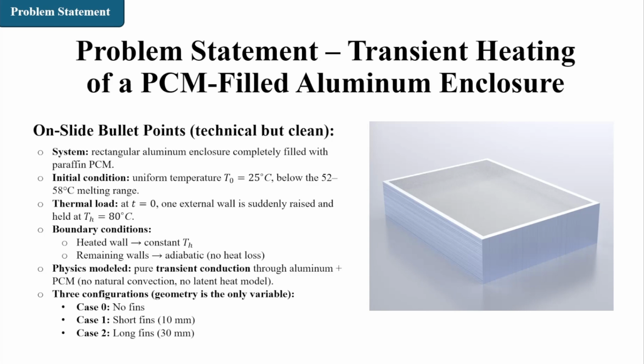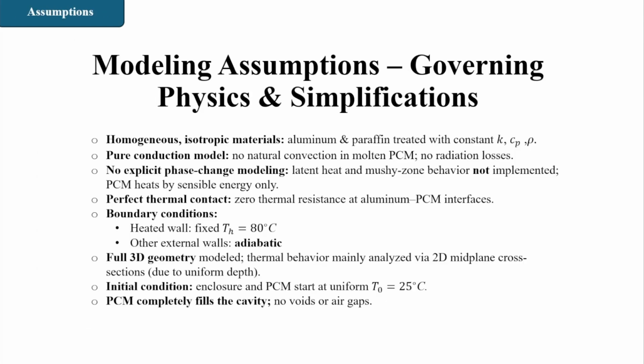And there are three main cases that are compared. The first one is the aluminum box with no fins. The other one has short fins of about 10 millimeters, and the long one has 30 millimeter fins. Every other parameter is identical, so any difference comes purely from the fin height.